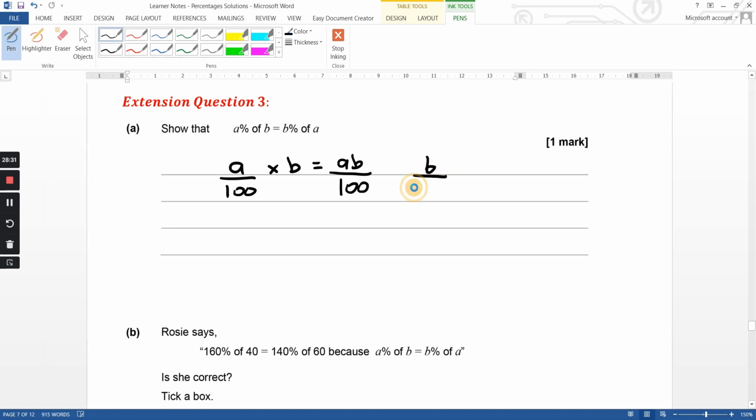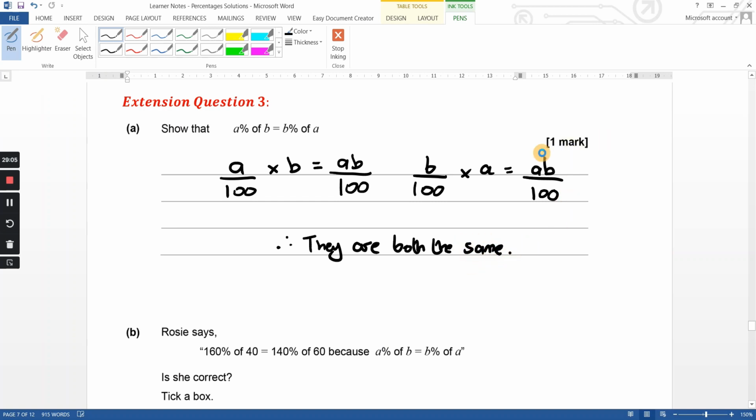B percent of A. That's going to be the same, isn't it? That's going to simplify to... Okay, I'm going to write it in the same order. You know, instead of writing BA, I'm going to write AB instead. You know, it still means the same thing. Over 100. And you'll notice that they both mean the same thing. So therefore, they are both the same. Yeah, and you've proved it.